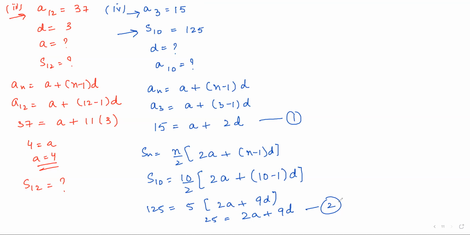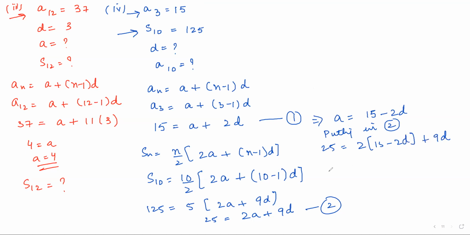Okay. So you can use substitution method also and elimination also, whichever you want. If you are using elimination, so multiply equation 1 by 2 to make it 2A, right? Or you can use substitution method also. So this will give you A is equal to 15 minus 2D. Now put this value of A in second and solve it. Putting in second. Now 25 is equal to 2 into 15 minus 2D and then plus 90, right?